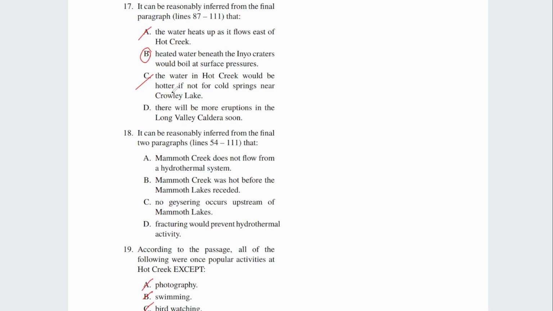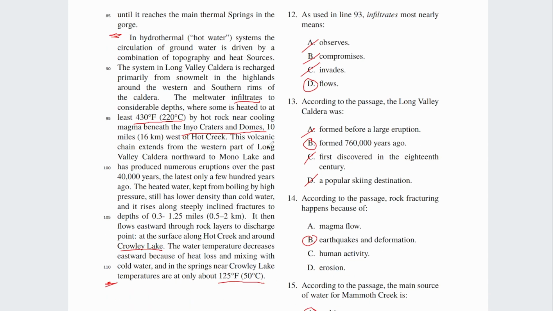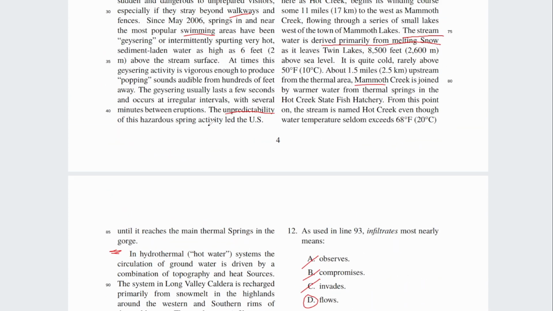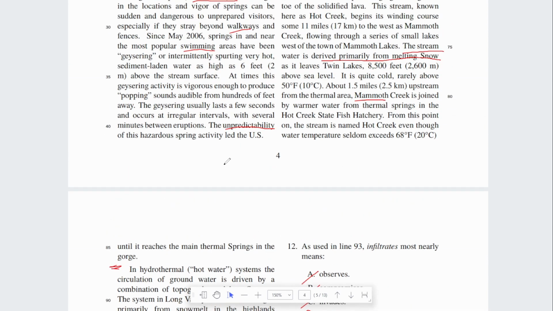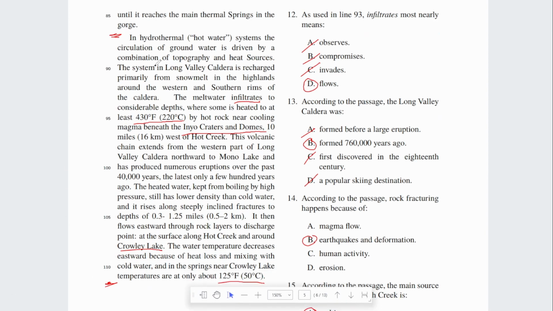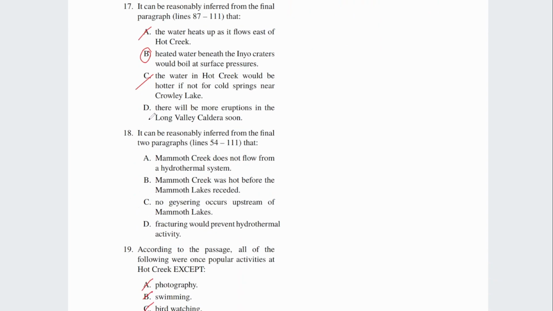There will be more eruptions in the Long Valley caldera soon. Well, for one thing, this seems like a reasonable inference from the passage, right? It does seem like frequent eruptions were a big risk earlier on, and it's why they closed the park, or the swimming areas, whatever. But that doesn't seem to be any part of what's going on with this paragraph. This paragraph doesn't tell us when there will be eruptions, right? So that's just totally absent, and for that reason, I can mark it off.